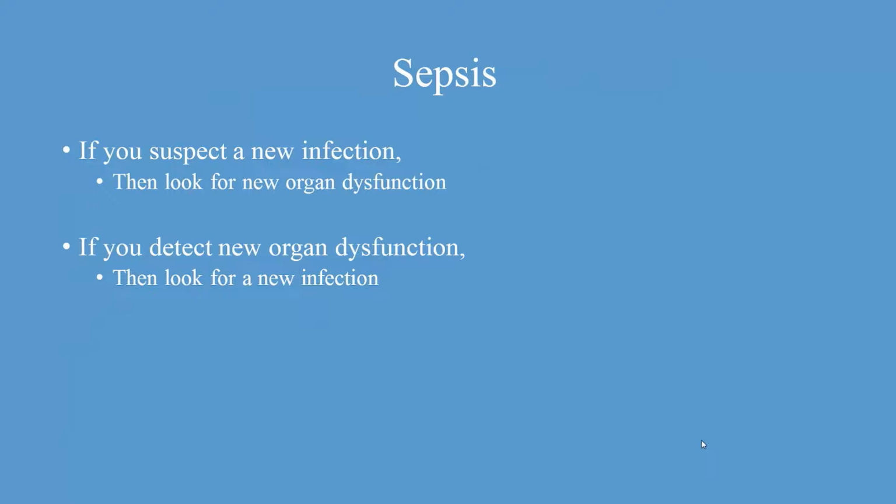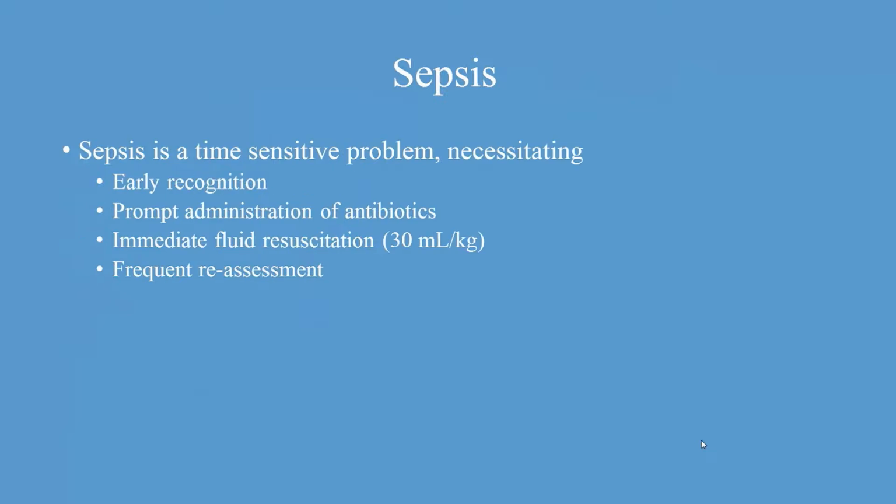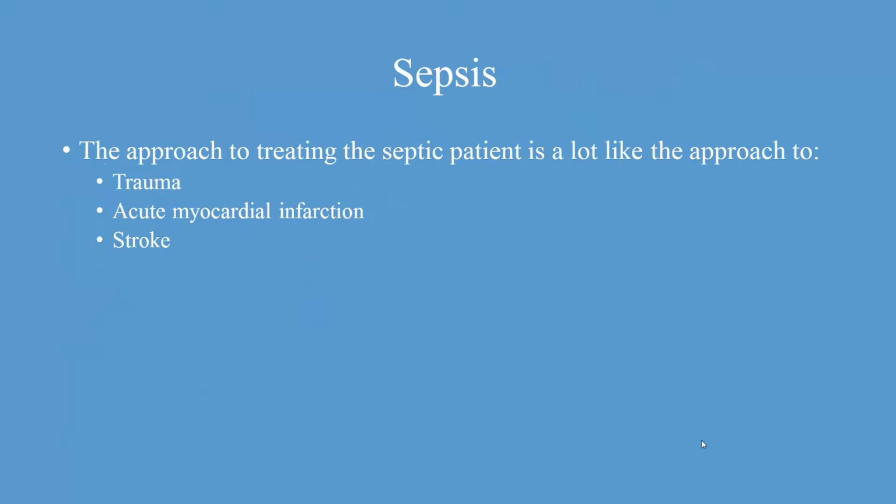All right, so once again, the key to sepsis is if you suspect a new infection, then look for some new organ dysfunction. And if you detect new organ dysfunction, then look for new infection. That is really the key to identifying these patients promptly. Right. And again, sepsis is a time-sensitive problem necessitating early recognition, prompt administration of antibiotics, immediate fluid resuscitation, and frequent reassessment. It's just like those other time-sensitive problems.